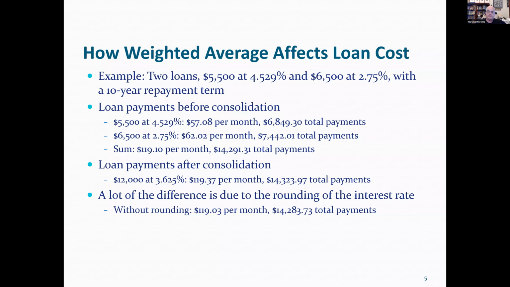Without that rounding, the difference would be not 27 cents, but 7 cents per month. And instead of $33 in total payments, it would be about $8 in total payments.